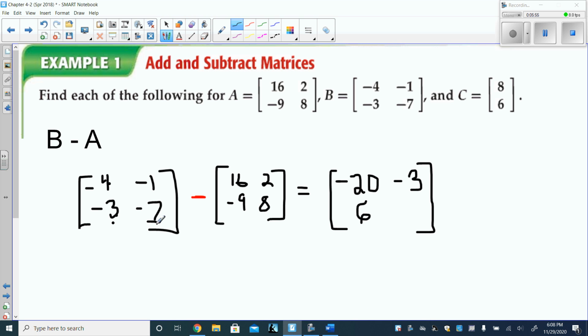And lastly, we have negative 7 minus 8, and negative 7 minus 8 would be negative 15. And yes, if you wanted to, you could have plugged this all into the calculator and done it that way, and set up matrix A, B, and C and typed in A minus B or B minus A here, and it would give you the answer. And that's all we have to do for this here.